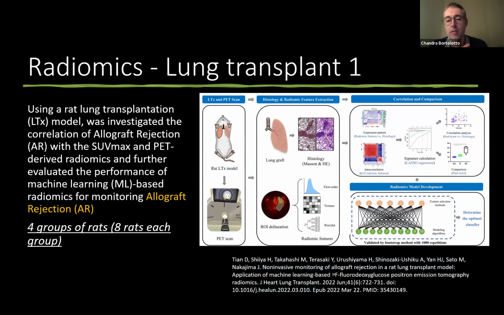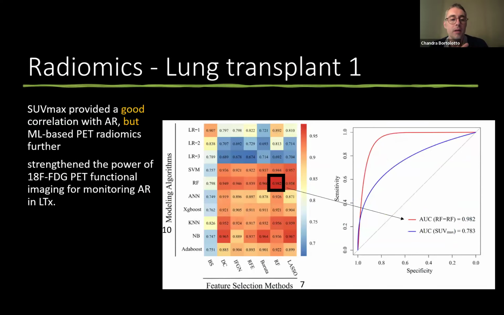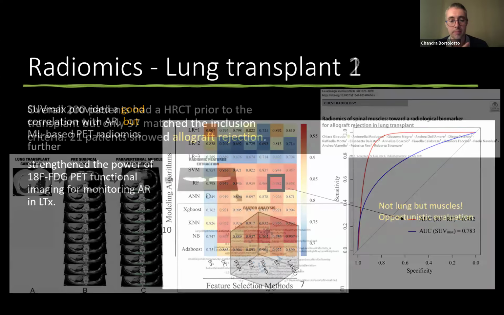As you can see, this is a very interesting article in which a rat lung transplantation model is used to predict allograft rejection with AI, and AI using radiomic features. As you can see, the AUC is very high, but still SUVmax, which is a conventional kind of imaging biomarker extracted from PET-CT, positron emission tomography CT, still has a good correlation. So we just strengthen the power of what we already had.